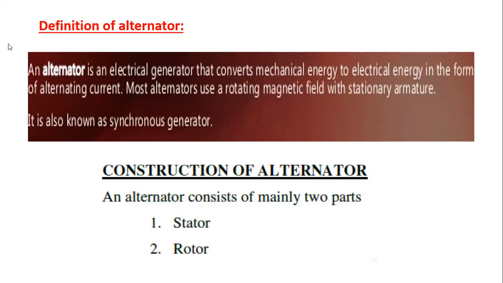An alternator is an electrical generator that converts mechanical energy to electrical energy. When we give mechanical energy input to that machine, it is converted into electrical energy in the form of alternating current, that means AC. Therefore, an alternator is an electrical generator that converts mechanical energy to electrical energy.